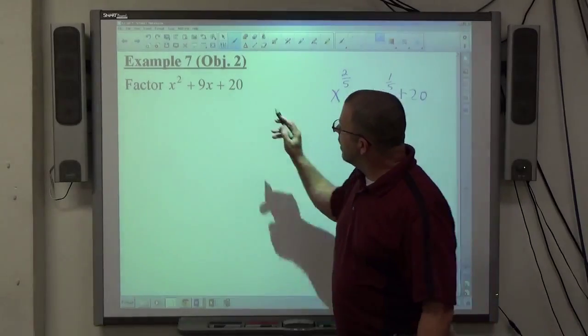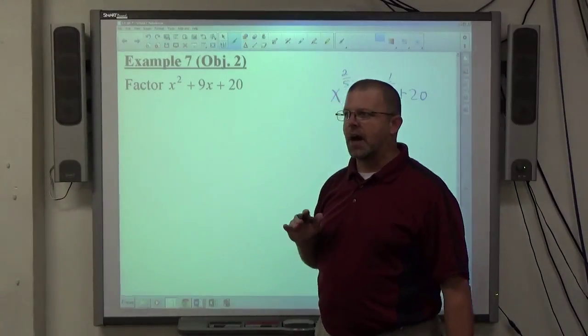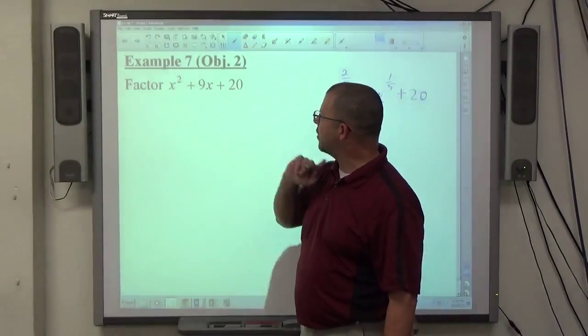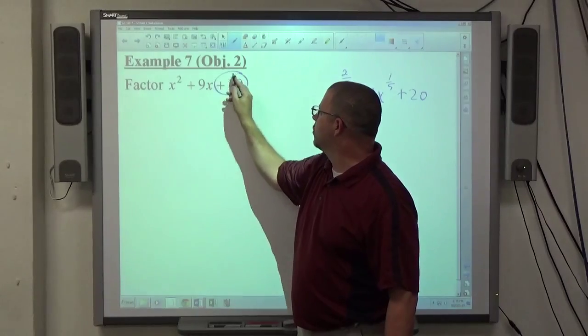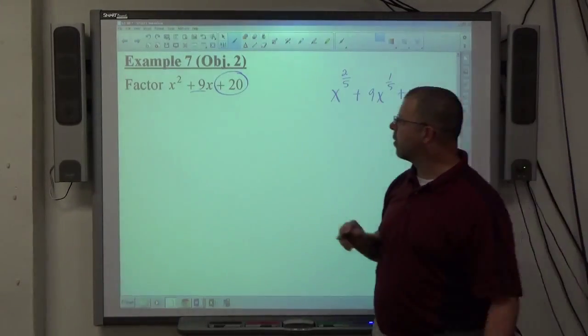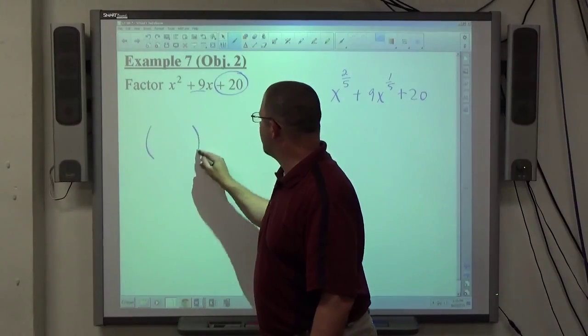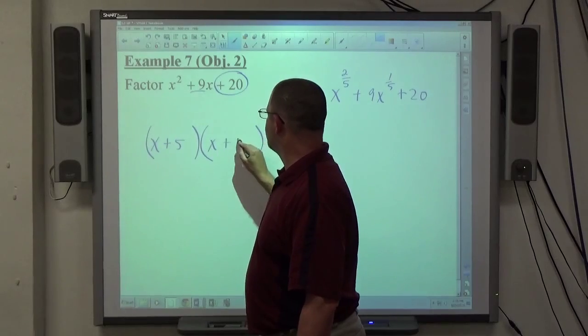So, looking at this, x squared plus 9x plus 20, it is just 1x squared. There's no common factor. Nothing evenly divides into all three of these objects. So since it's just 1x squared, I'm looking for two numbers that multiply to make 20 that add to make positive 9. What are those numbers? 5 and 4. So the factored form of this is simply going to be x plus 5 times x plus 4.